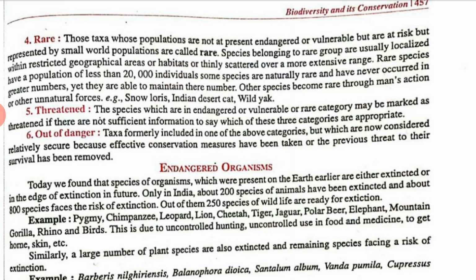Clear? Yes. Now next we have the category of out of danger. Taxa formerly included in one of the above categories, but which are now considered relatively secure because effective conservation measures have been taken or the previous threat to their survival has been removed. Clear?